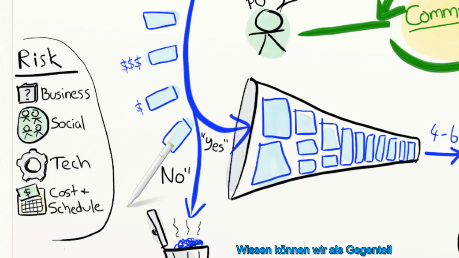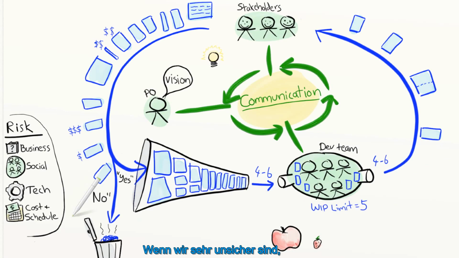Knowledge can be seen as the opposite of risk. So when uncertainty is high, our focus is knowledge acquisition. We focus on things like user interface prototypes and technical spikes or experiments. Maybe not too exciting for the customers, but still valuable because we are reducing risk.